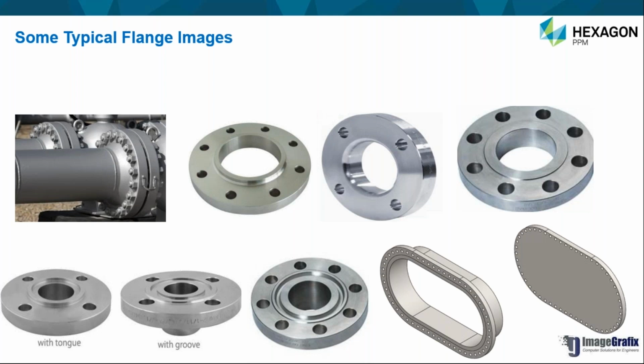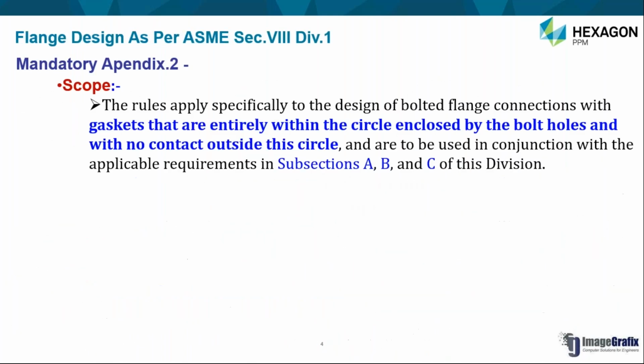So let's understand the scope of mandatory Appendix 2. The scope says that the rules apply specifically to the design of bolted flange connections with gaskets that are entirely within the circle enclosed by the bolt holes and with no contact outside this circle. What does it mean? Your gasket has to be inside your bolt PCD. There should not be any portion of your gasket that extends beyond the bolt circle diameter. So this is the first limitation on the basis of which Appendix 2 flanges are designed.